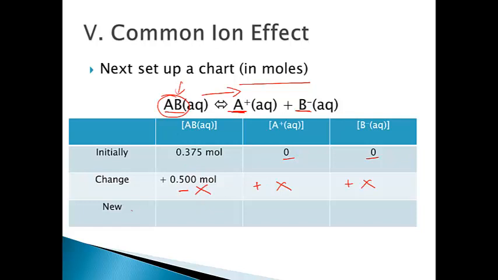Okay, now what are the new concentrations going to be? It's whatever was there, 0.375 molar, plus the 0.500 molar. Okay, so this is going to be added up, 0.875 minus X moles. This is whatever was there plus the initial, or the initial plus the change. So that's just going to be X. X plus 0, that's also going to be X. Okay, so these are the new concentrations.